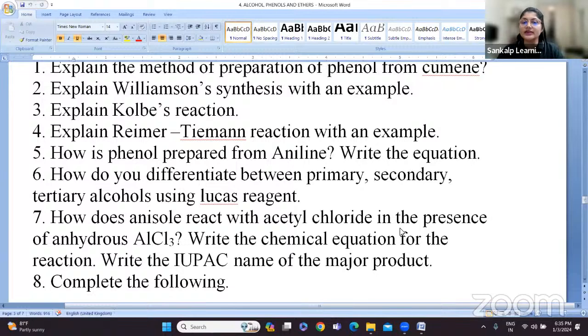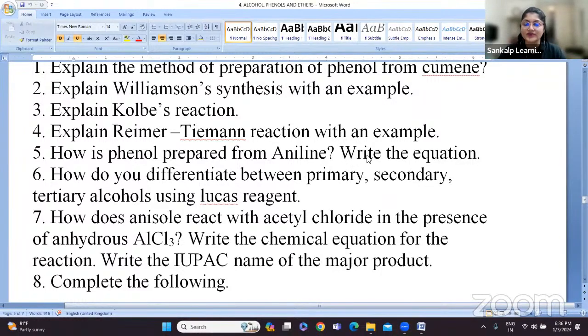This intermediate you are going to treat with sodium hydroxide. Then you get a sodium phenoxide with the aldehyde group, followed by acidification. You get salicylaldehyde. So this is the reaction. I have given you the reaction and the conditions in the previous class, so I'm just revising it. Then we have seen how phenol is prepared from aniline.